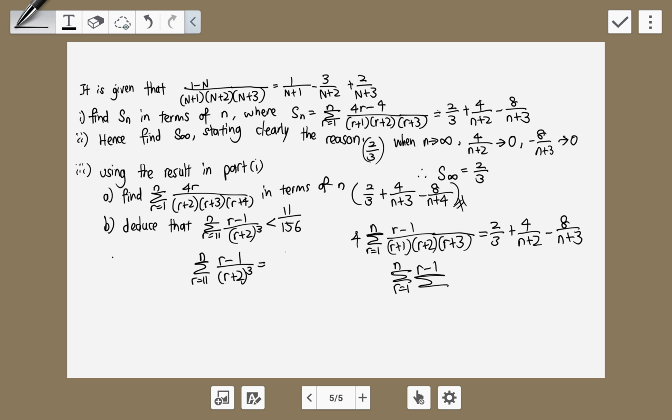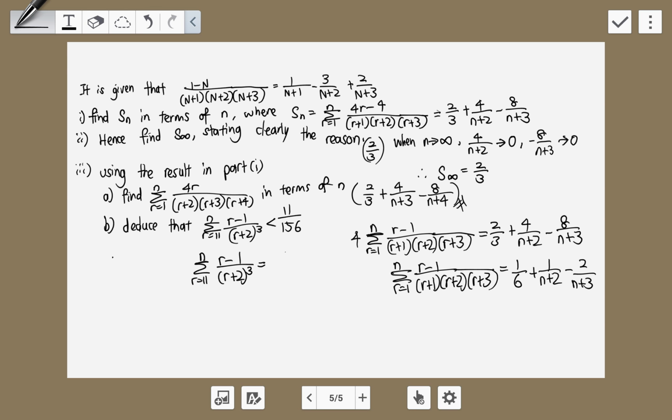That means this is just the sum over r equals to 1 to n of r minus 1 over r plus 1, r plus 2, and r plus 3. I divide both sides by 4, I will get 1 over 6 plus 1 over n plus 2 minus 2 over n plus 3. This is this, okay?